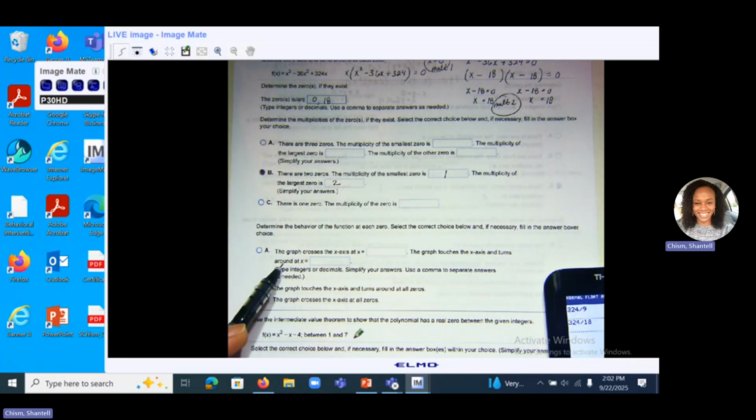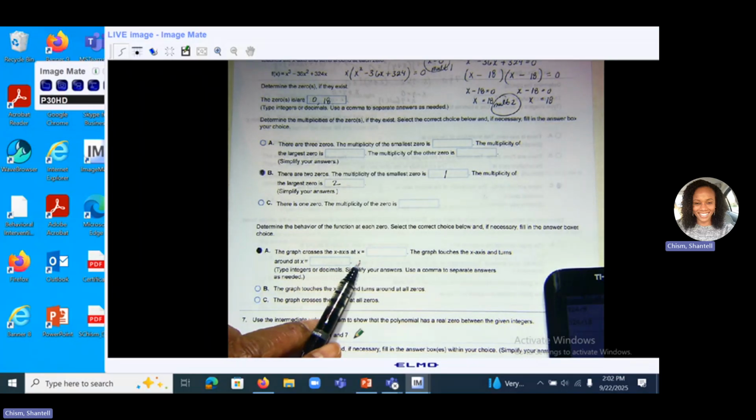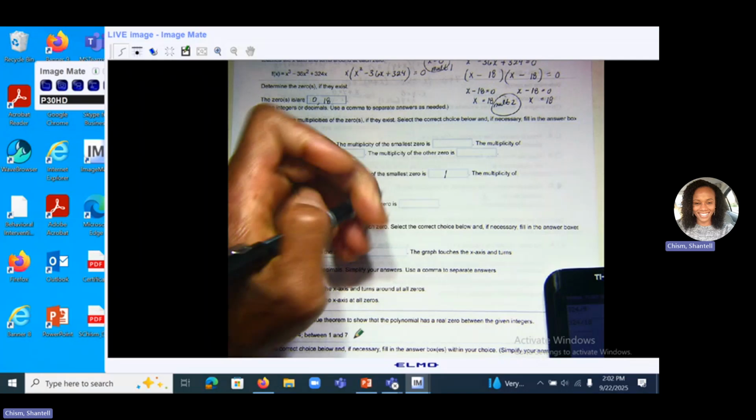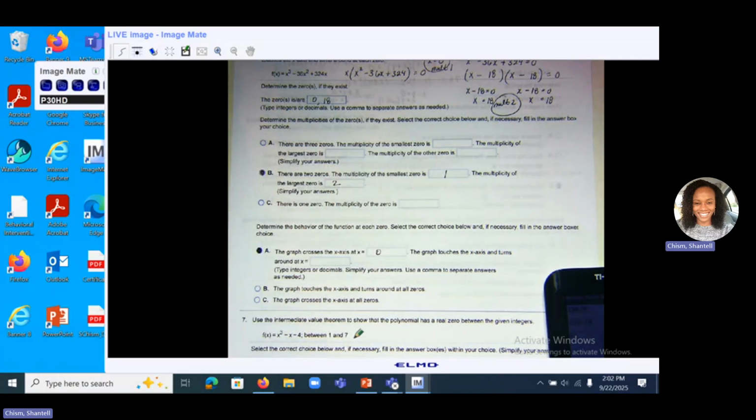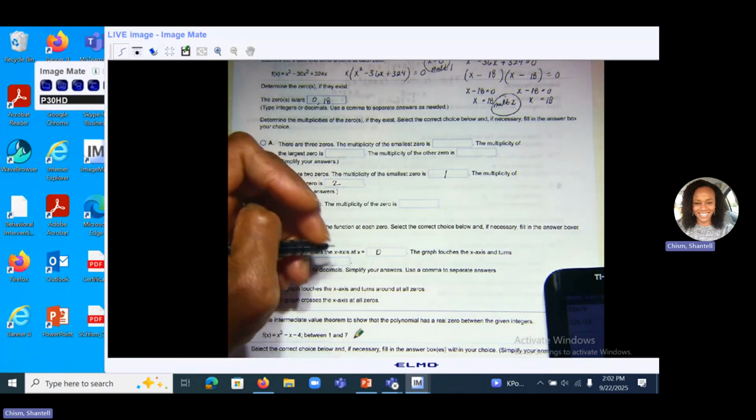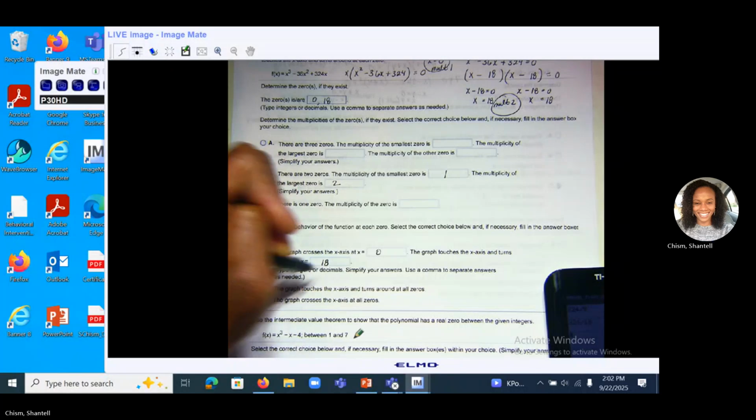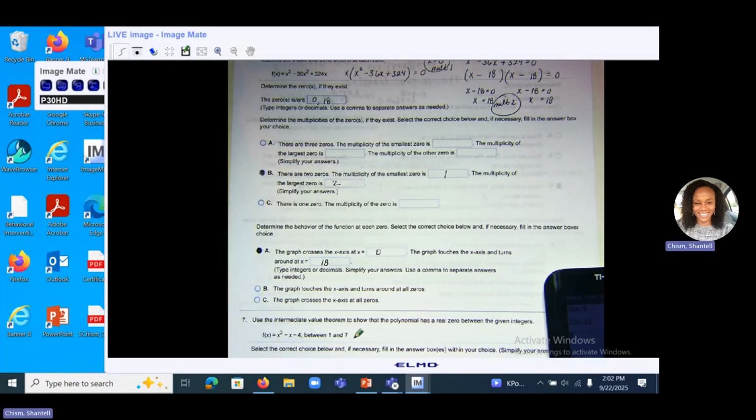So we're going to select A here because they have different multiplicities. One is an even and one is an odd multiplicity. When you have an odd multiplicity at that 0, it's going to cross. So the graph crosses the x-axis at x equals 0, and the graph touches the x-axis and turns around at x equals 18. Okay?